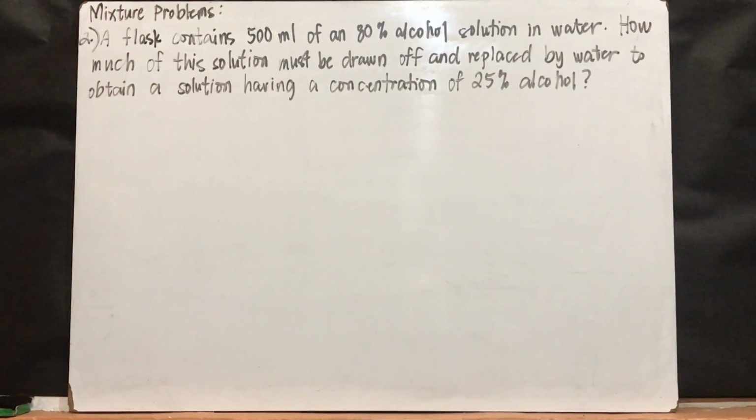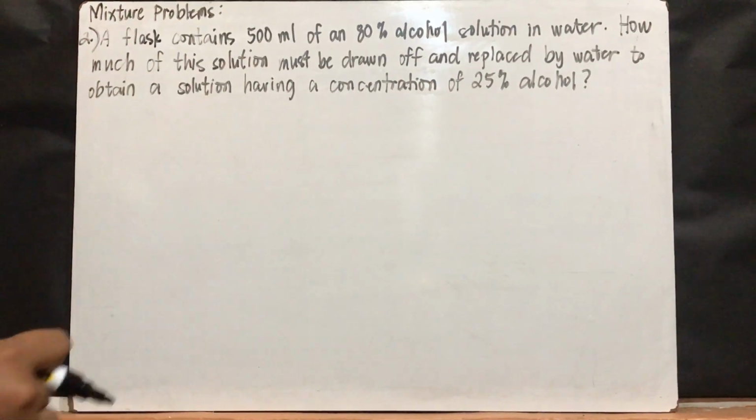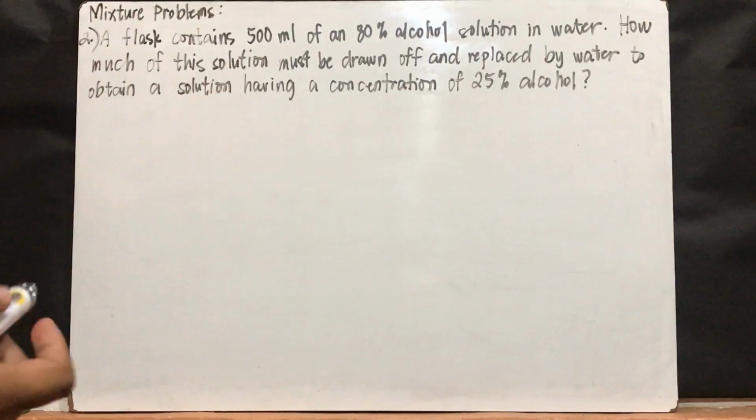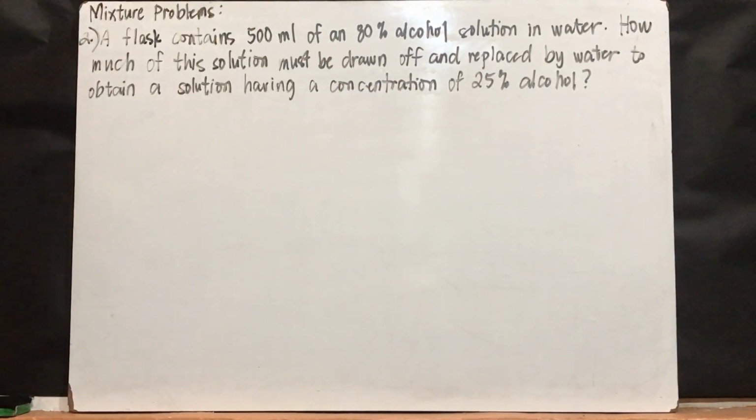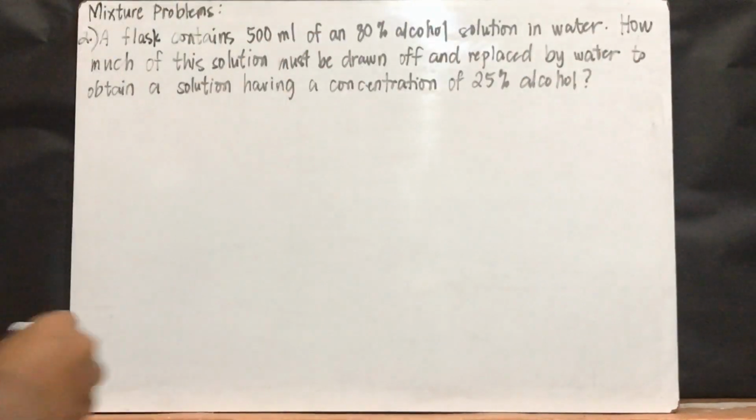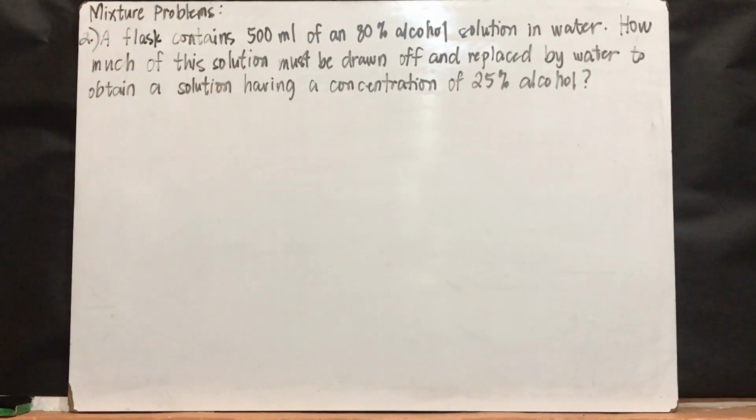So let's have example number 2 of mixture problems. A flask contains 500 ml of an 80% alcohol solution in water. How much of this solution must be drawn off and replaced by water to obtain a solution having a concentration of 25% alcohol? Now this time, yung situation naman is magtatanggal tayo and then i-replace natin with water. So magiging pure water yung i-replace natin.